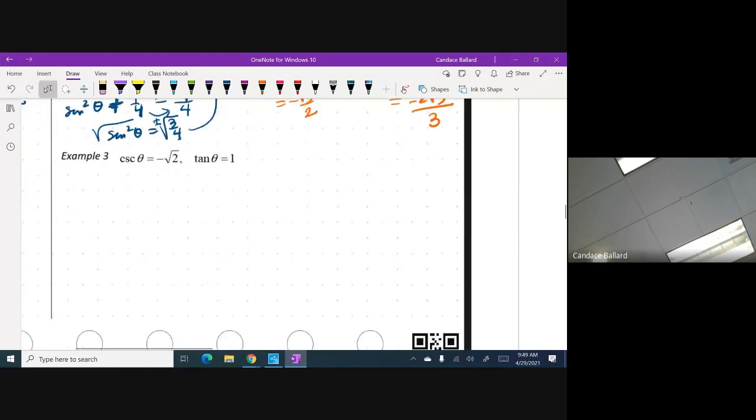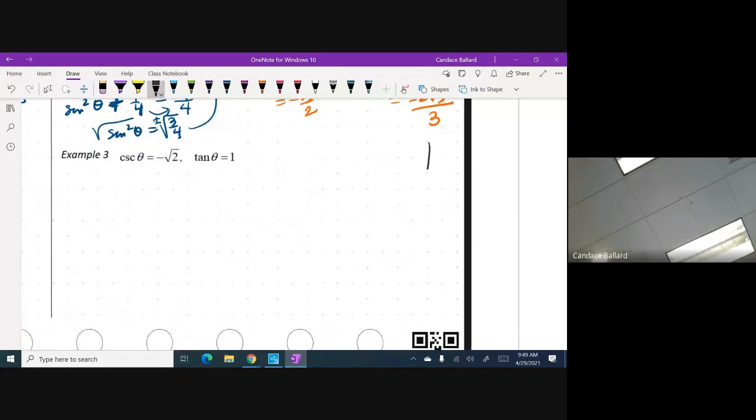Okay, this time I'm going to start with my all students take calculus. I'm going to figure out my quadrants first. That really should have been my first step in that other one. All right, so let's practice this again together. So I know cosecant is negative. Help me out in the chat. Which quadrants is cosecant negative in?